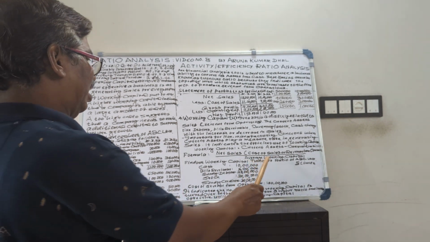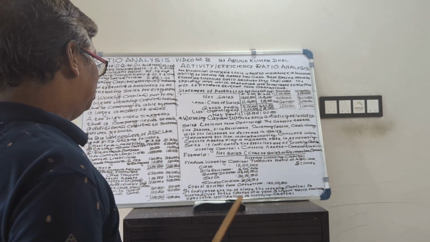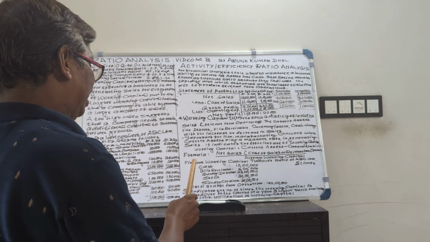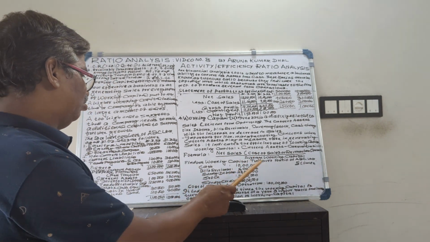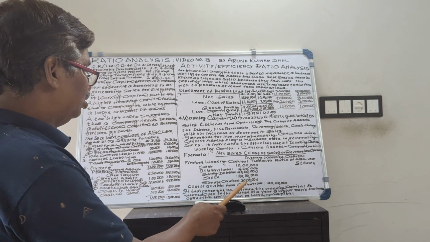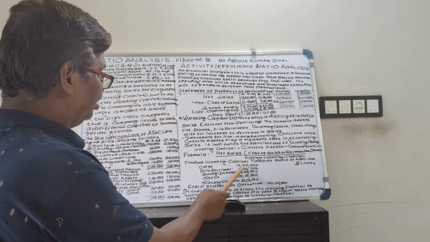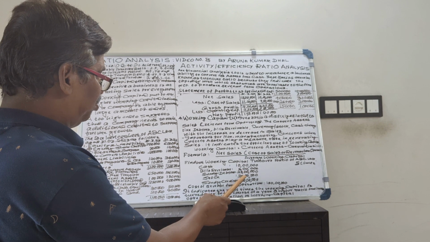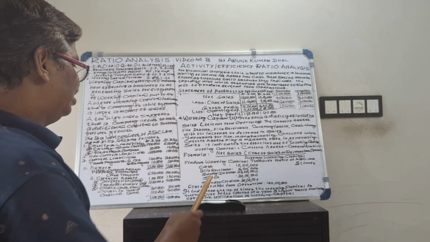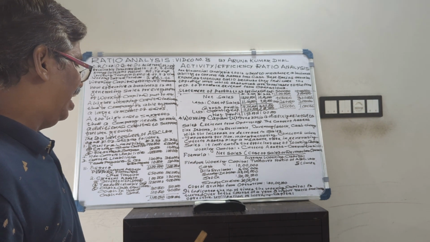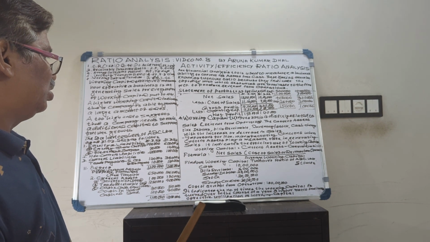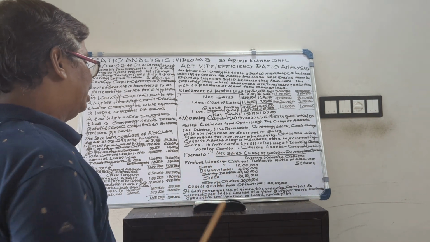Find out the working capital turnover ratio of ABC Limited. It is given: cash 10 lakh, bills receivable 5 lakhs, sundry debtors 25 lakh, stock 20 lakh. So total current assets are 10 plus 30, 40, 60 lakhs, and current liabilities are 30 lakhs. So 60 lakh minus 30 lakh is 30 lakh. So average working capital is 30 lakhs.